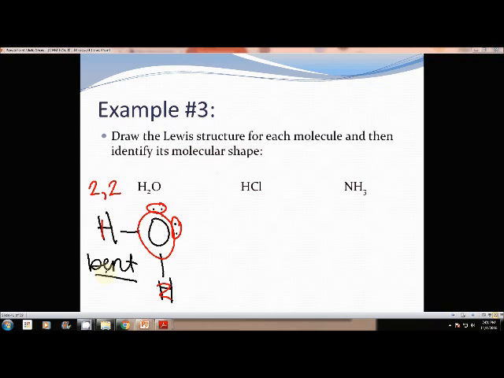The HCl. How many dots are on a chlorine? 7. And I have 1 H, so you connect that H somewhere. Do we have a central atom? No. So this is a trick question. There's no shape, because there's no central atom.